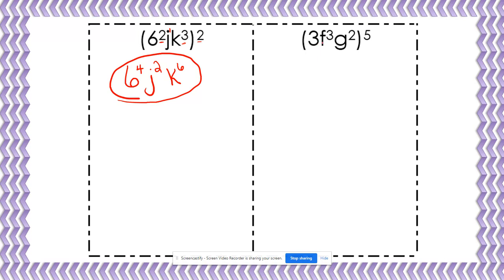For this one, 3f to the 3rd, g to the 2nd, all raised to the 5th power. Again, it looks like 3 doesn't have an exponent, but there is an invisible exponent of 1. So I will do 1 times 5 to get 5 as my new exponent. So I keep my base of 3, and now the exponent is 5. For f to the 3rd raised to the 5th, I'm going to do 3 times 5, which gives me 15. So this is going to be f to the 15th. For g to the 2nd raised to the 5th, I'm going to do 2 times 5 to give me 10. So this will be g to the 10th.